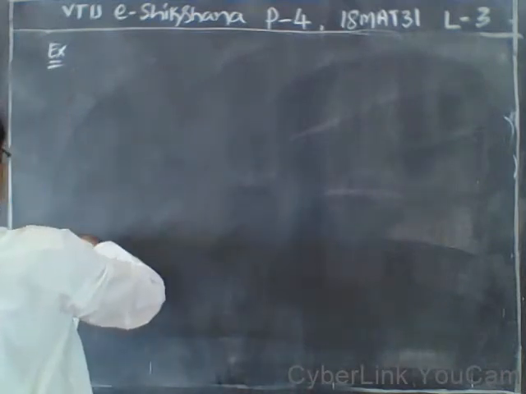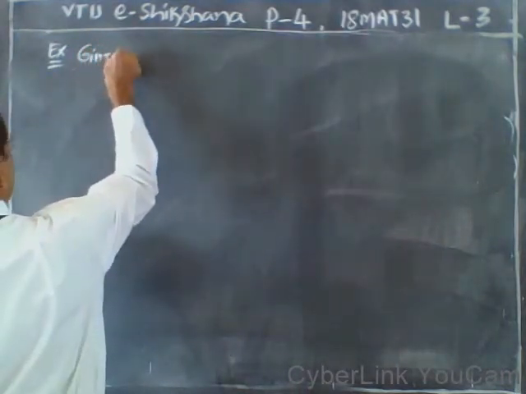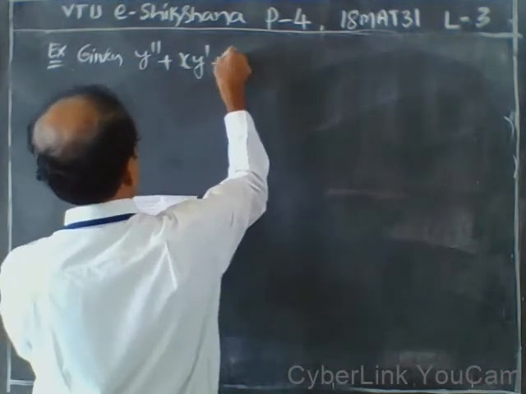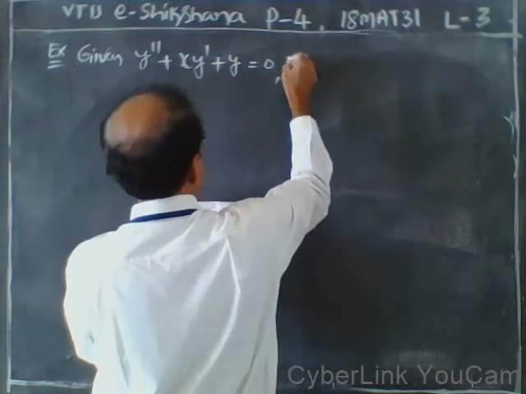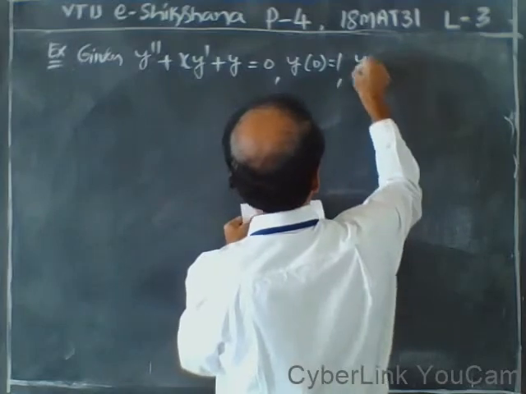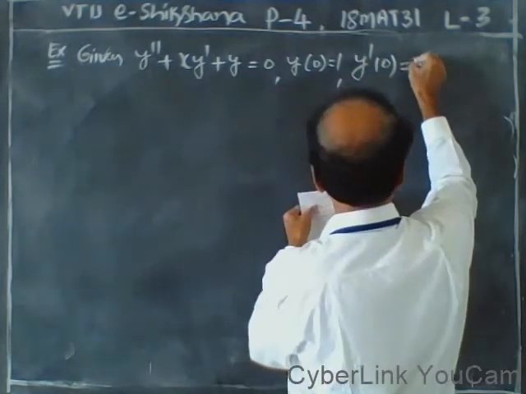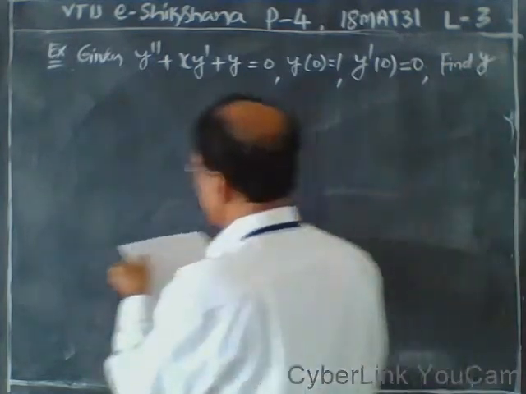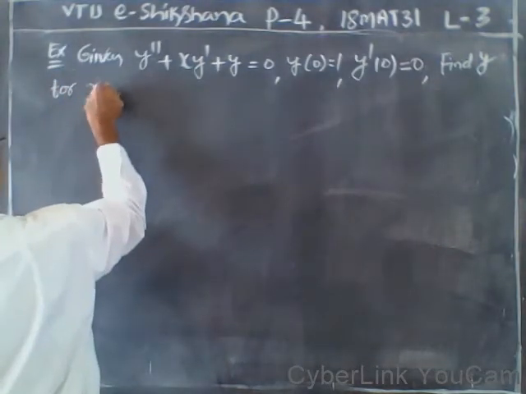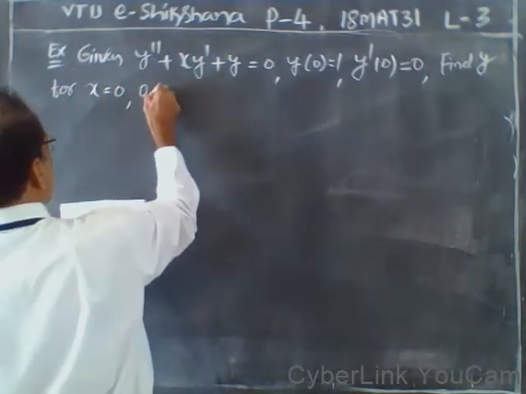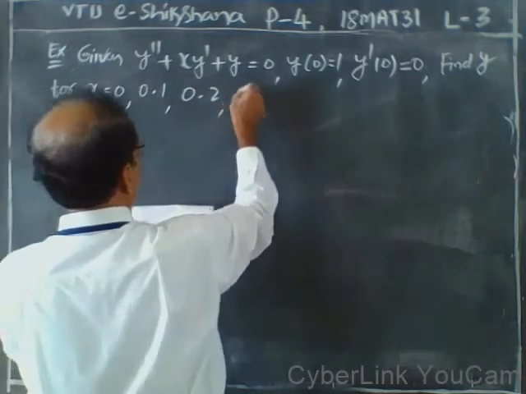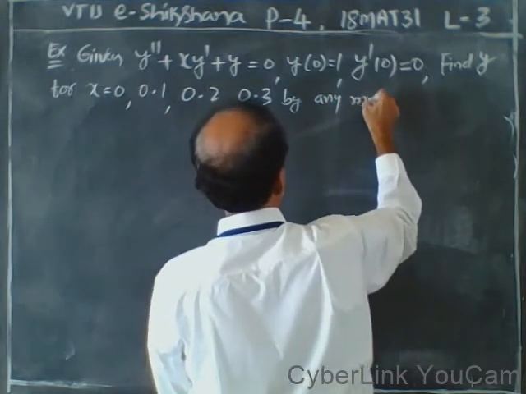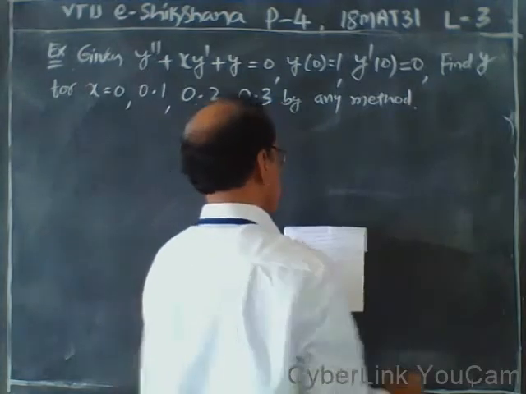Example. Given y double dash plus x into y dash plus y equal to 0, y(0) equal to 1 and y dash (0) equal to 0, find y for x equal to 0.1, 0.2, 0.3 by any method.